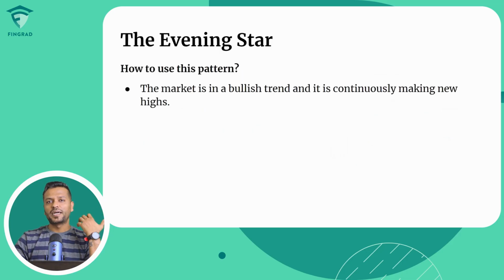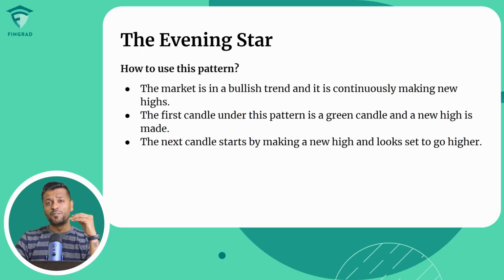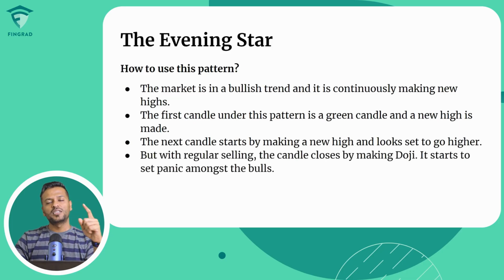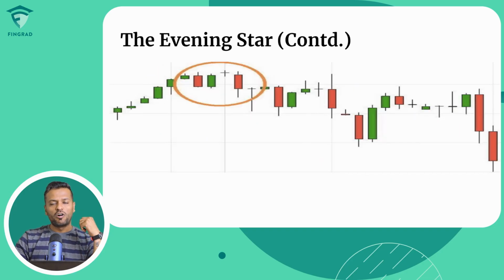How to use this pattern? The prior trend, as I already told you, is bullish, and it's continuously making fresh highs. Again, the first candle in this pattern is a very strong green candle, and the second candle opens significantly above the first candle. You can expect the market to be bullish even on this day. But what happens? The sellers kick in, we can see profit booking from the bulls, and we can see fresh short positions being initiated. And the third candle is when we see confirmation coming in the market. We see heavy selling, and we can see a big red candle formation, and you know that the evening star pattern is complete. Now this is how a chart of the evening star pattern looks.